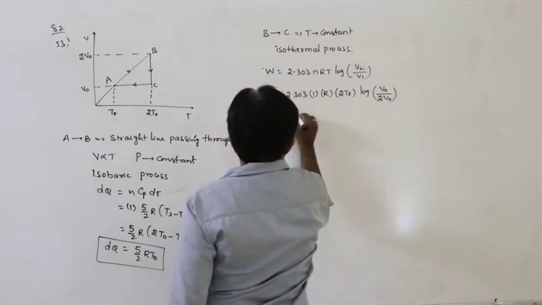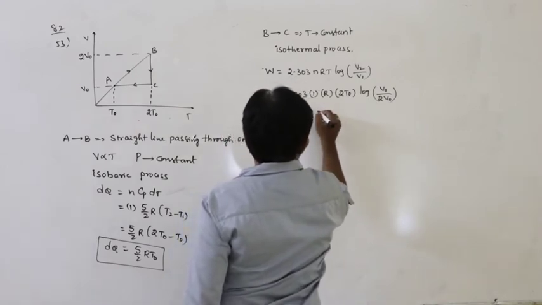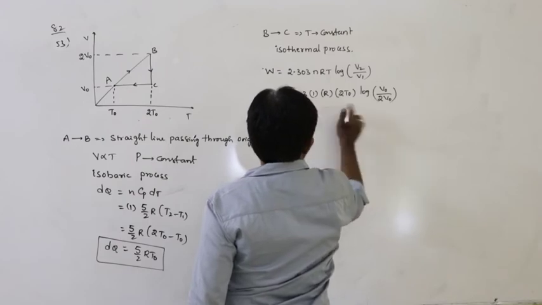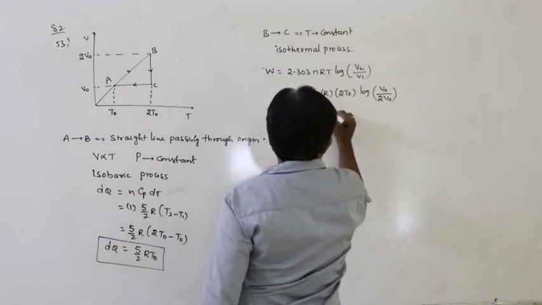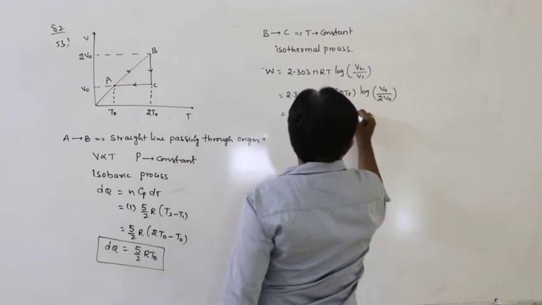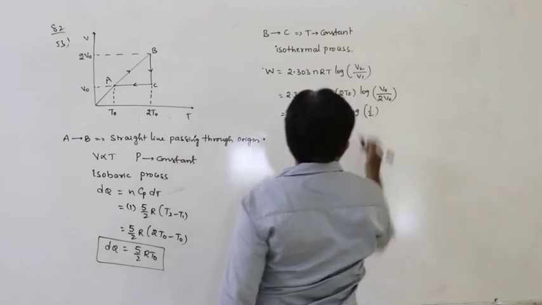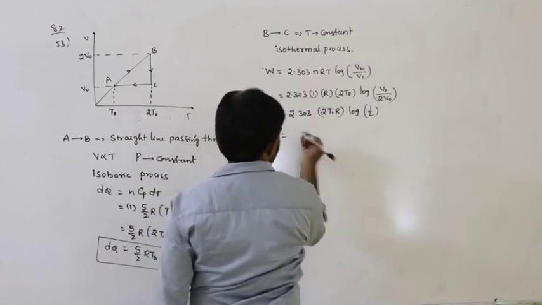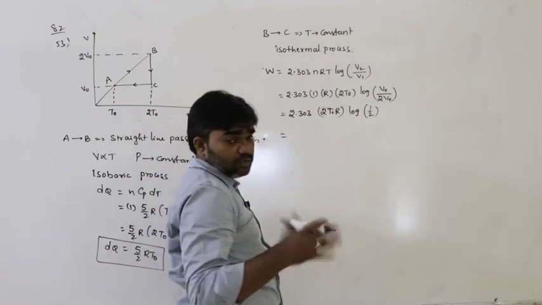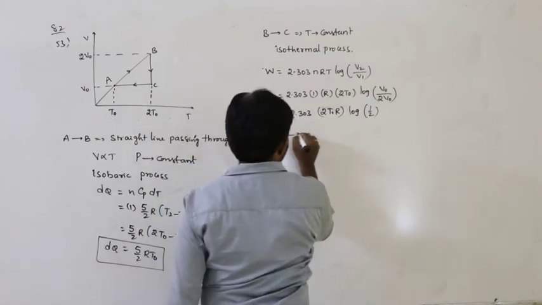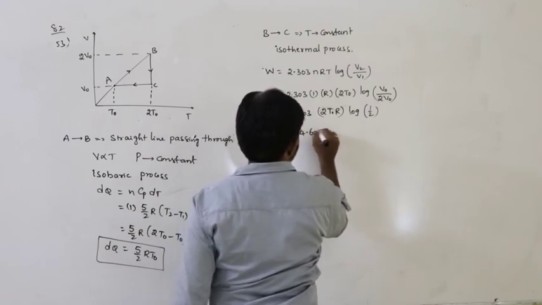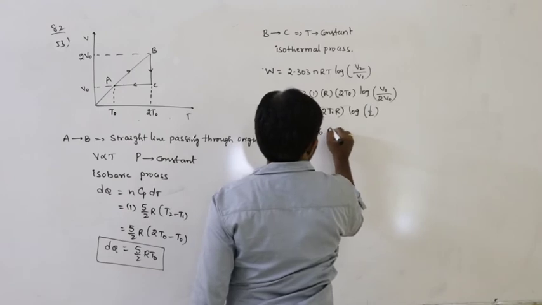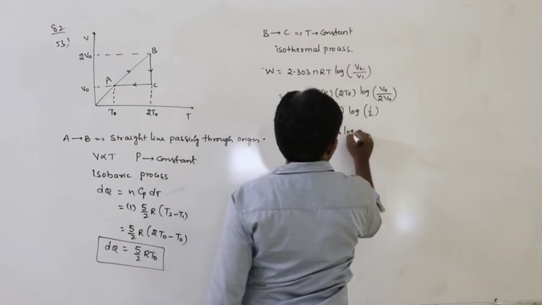So that is equal to 2.303 R, 2 T naught, log 1 by 2. Log 1 by 2 can be written as minus log 2. So minus 2 times 2.303 is 4.606 R T naught log 2.